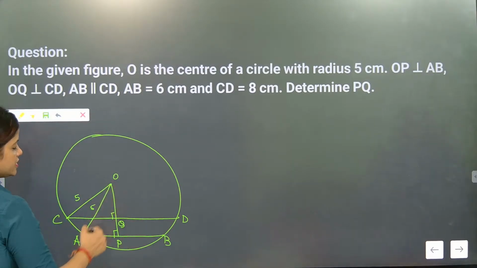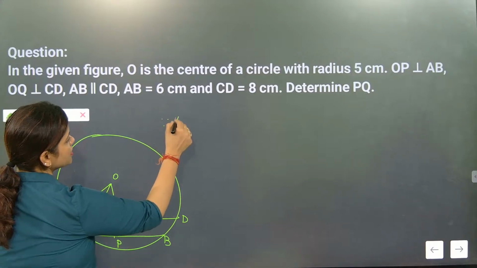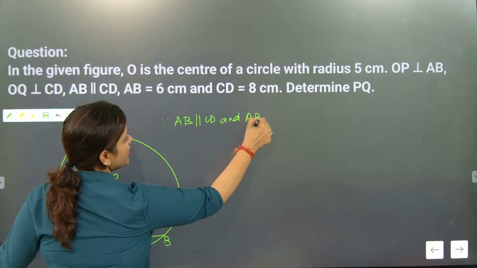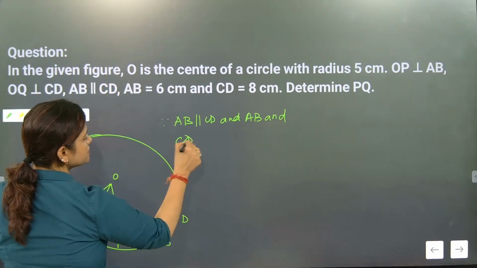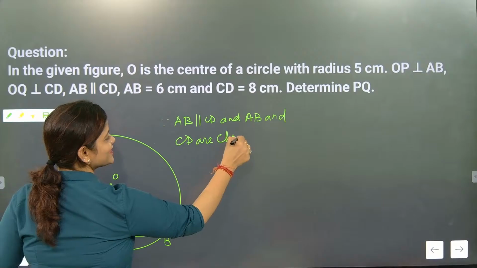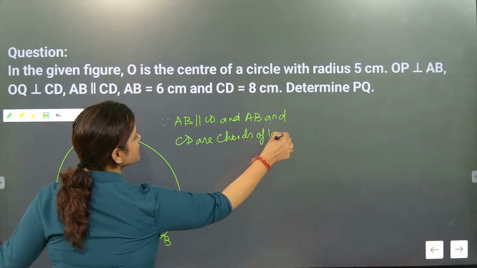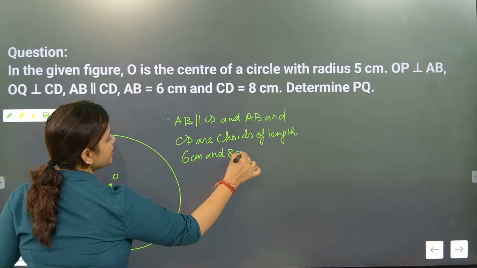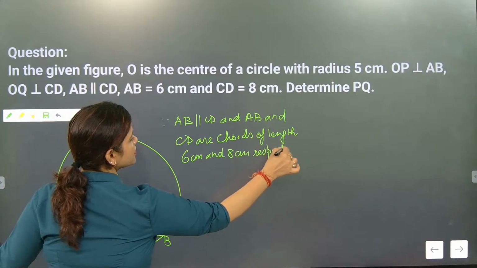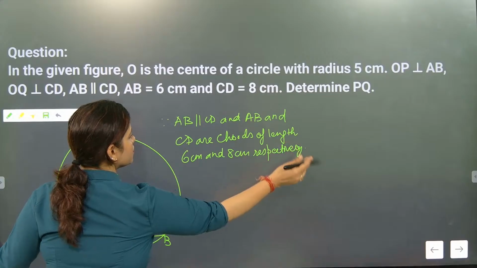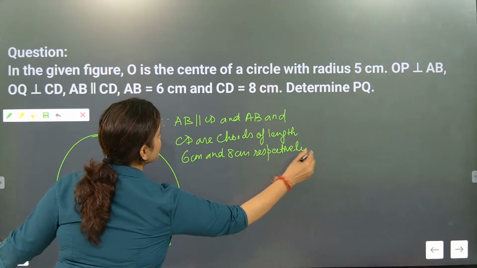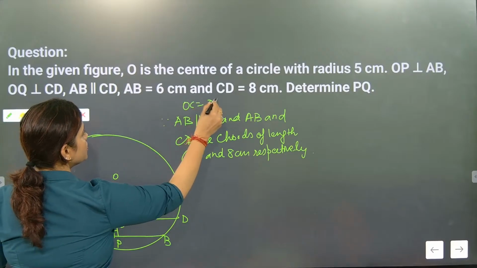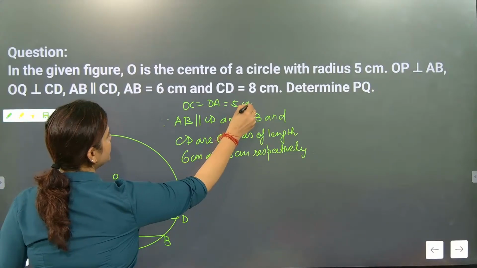So first we will take this triangle. Since AB is parallel to CD, and AB and CD are chords of length 6 centimeter and 8 centimeter respectively. And one thing is also given now, that is the radius. OC is equal to OA is equal to 5 centimeter radius.